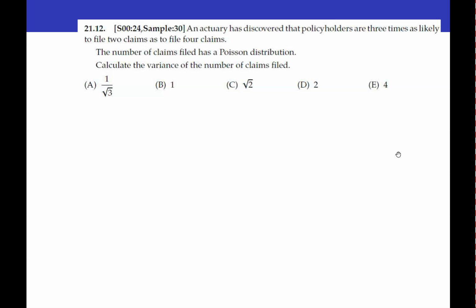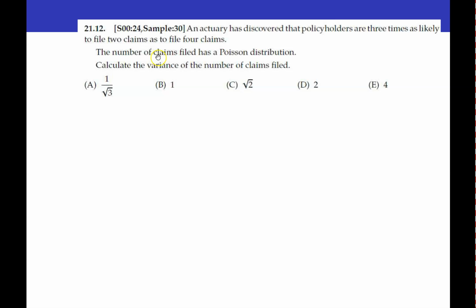Let's look at this particular example. Actuary has discovered that we've got policyholders that are 3 times as likely to file 2 claims as 4, and they tell us that the number of claims is a Poisson distribution, and they want us to find the variance. Again, like most Poisson distribution problems, the challenge is to figure out lambda. Lambda is the variance, so once we figure out lambda, we're done.